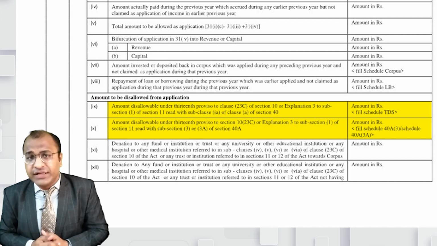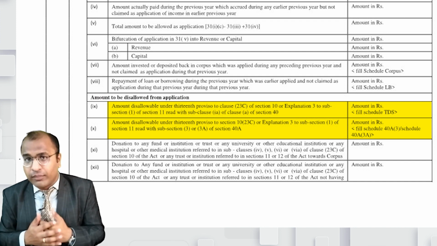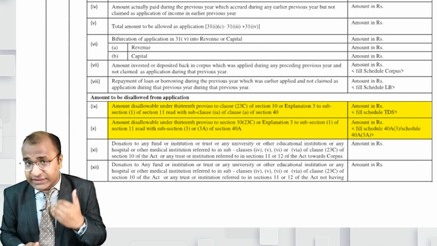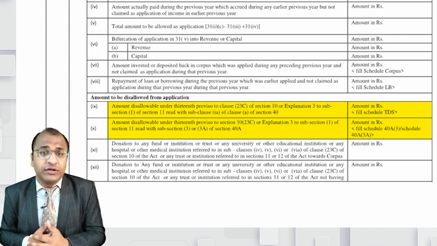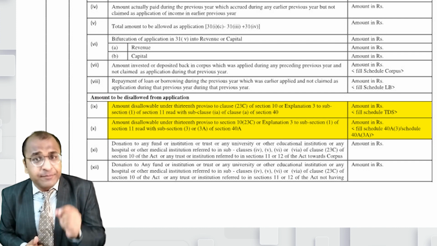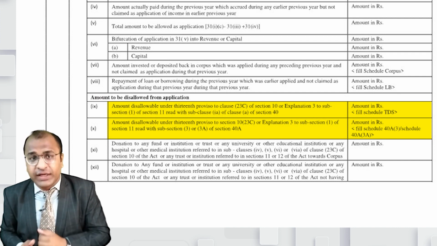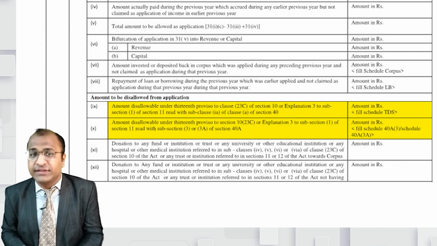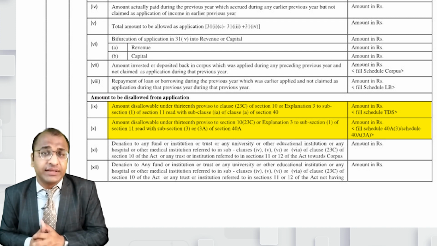to the cash expenditure above rupees 10,000 made to a single person on a single day, or for the non-deduction of TDS, or the payments if they are made from the corpus and the loans and borrowings, and many other such disallowances which might be there.